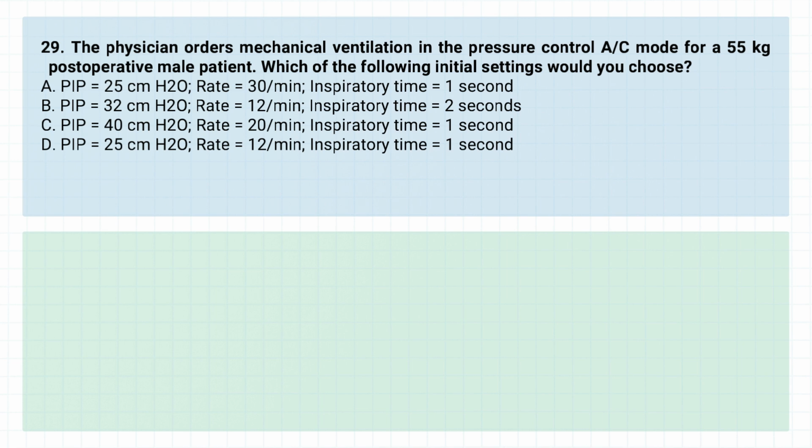B. A peak inspiratory pressure of 32, a rate of 12 breaths per minute, and an inspiratory time of 2 seconds. C. A peak inspiratory pressure of 40, a rate of 20 breaths per minute, and an inspiratory time of 1 second. D. A peak inspiratory pressure of 25, a rate of 12 breaths per minute, and an inspiratory time of 1 second. The correct answer is D.